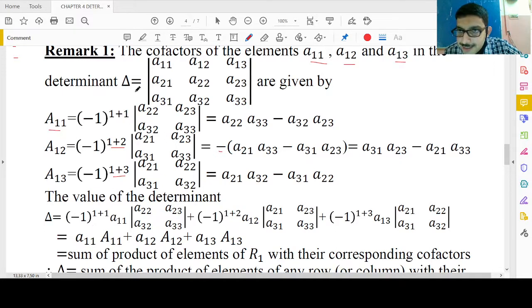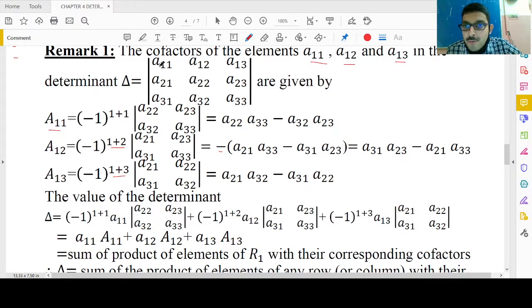Now this determinant is delta. Let us expand this determinant along the first row. So for the first row, that is (-1)^(1+1) A11, delete the first row and first column, the remaining determinant, plus (-1)^(1+2) A12, determinant A21, A23, A31, A33, plus (-1)^(1+3) A13, determinant A21, A22, A31, A32.